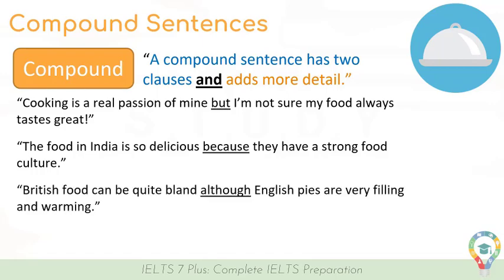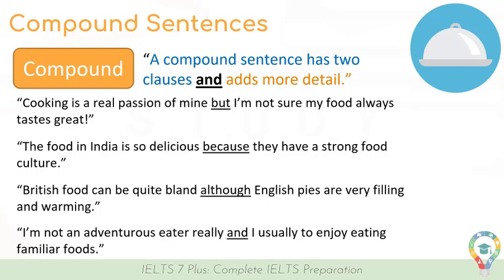British food can be quite bland, although English pies are very filling and warming. I'm not an adventurous eater really, and I usually enjoy eating familiar foods. So that's all for compound sentences. Remember to use a connective to join those two simple sentences together. Now let's take a bit of a further look at complex sentences.